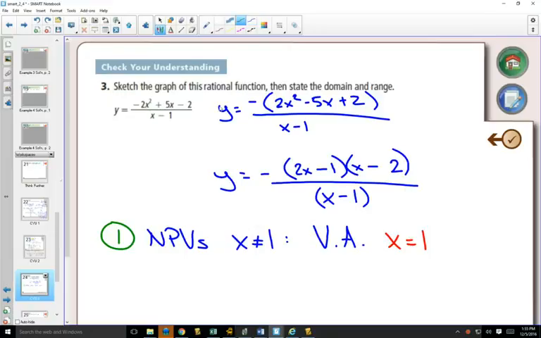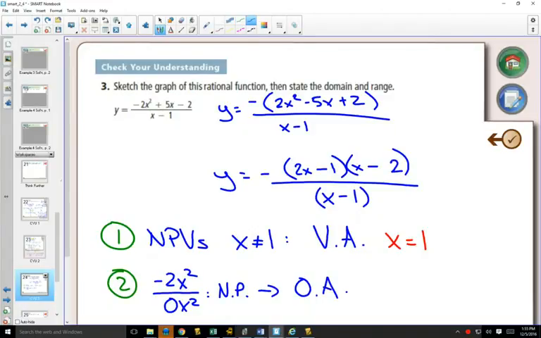Number 2. What is our highest power in this whole thing? It's an x squared. We have a negative 2x squared on the top. How many x squareds do we have on the bottom? None. This is not possible. And since this doesn't simplify, this is telling us that we have an oblique asymptote, or an orange alligator.